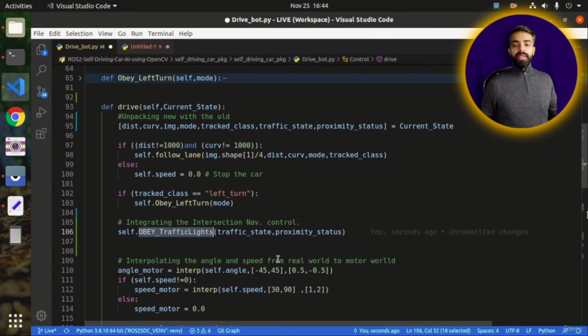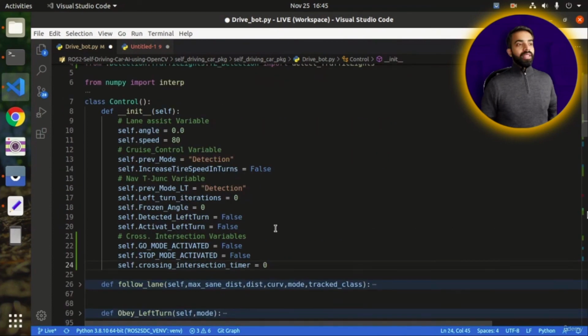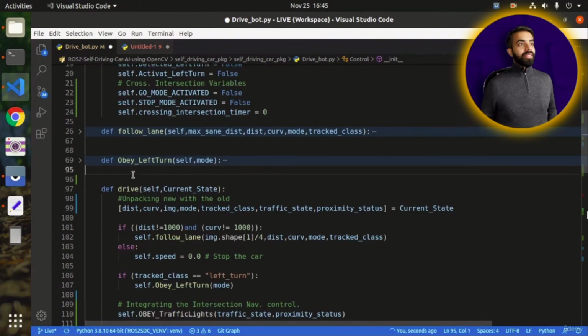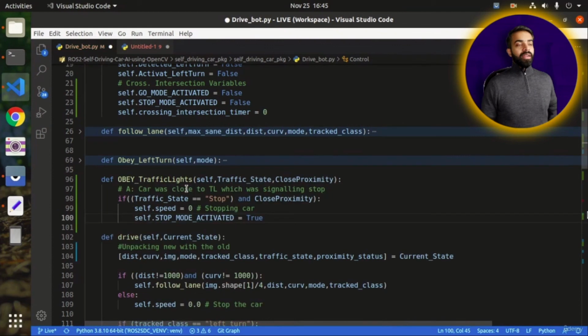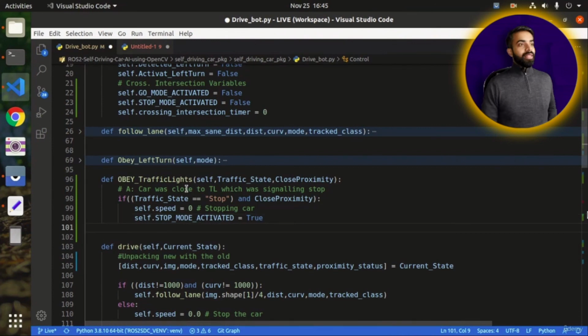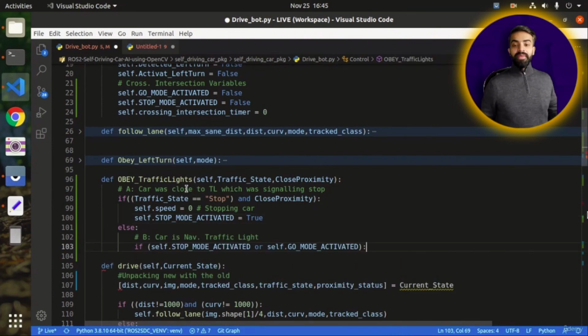Now before defining this function, we first declare a few variables inside the initialization function of the control class. The first two are basically the state of the feature, and the third one is the timer. Now we simply define the function that will perform the navigation, that is obey traffic lights. Here, the very first thing that we do is check whether the car has approached a traffic light which is in red condition. In such a condition, we stop the car and activate the stop mode. Otherwise, we only proceed if the car was already navigating the intersection, which means it was either in the stop mode or in the go mode.